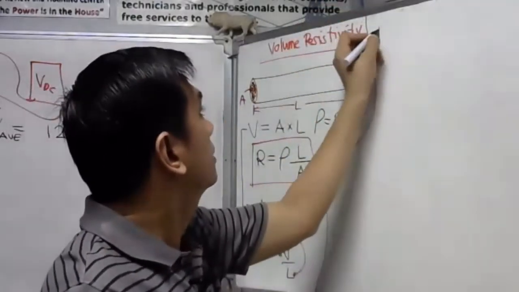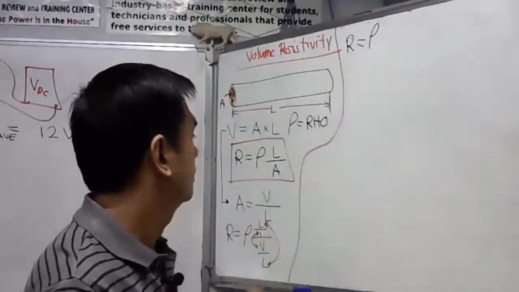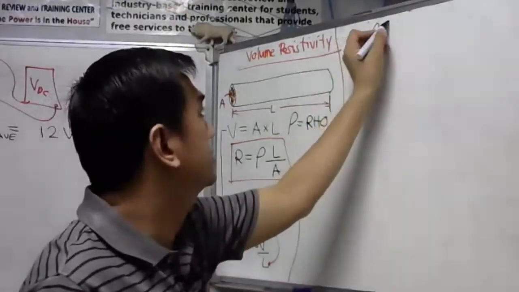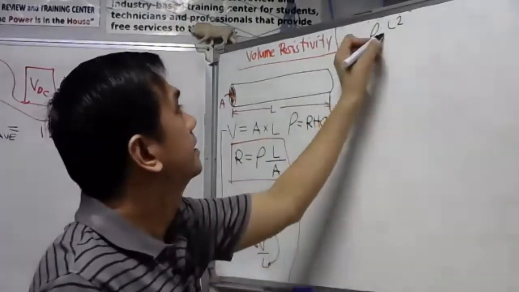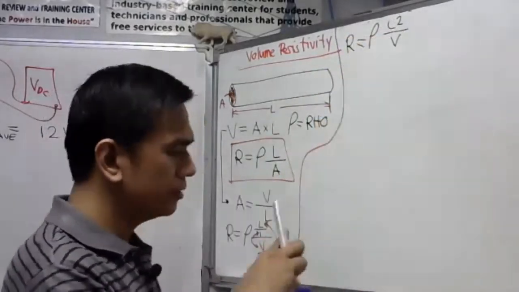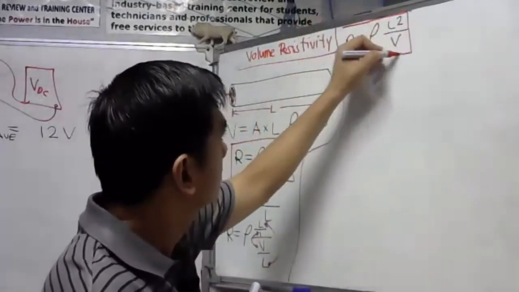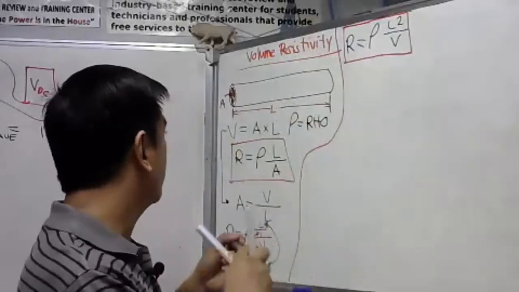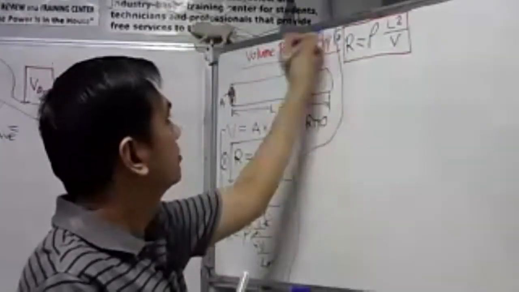So we have R equal to rho. What is the extreme? L times L, so that is L squared. And then 1 times V is simply V. So we'll come up with another formula here. We may call this formula number 2. Let's have the first one as formula number 1, and this is formula number 2.